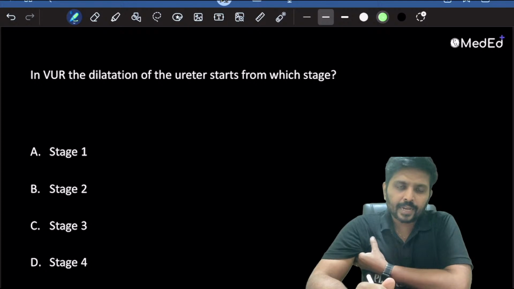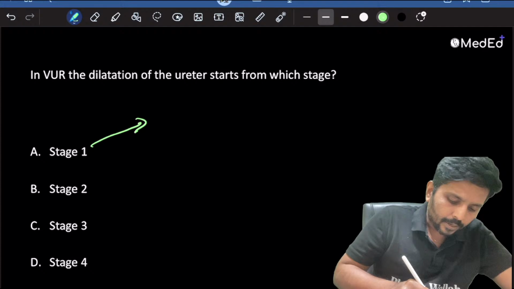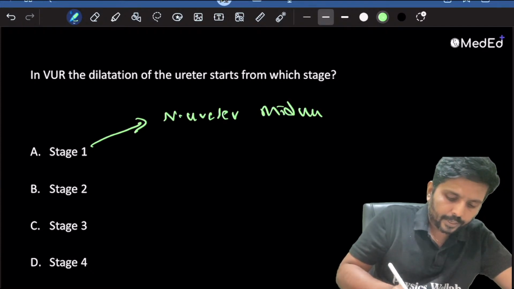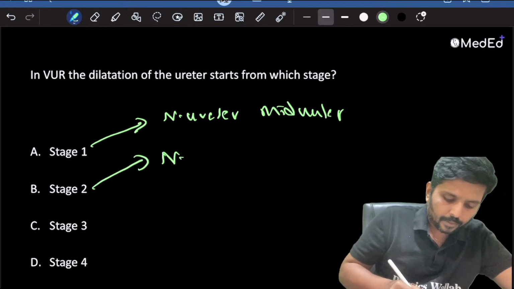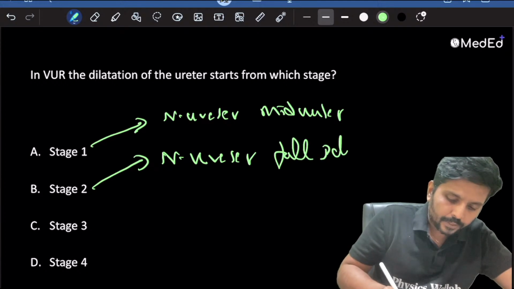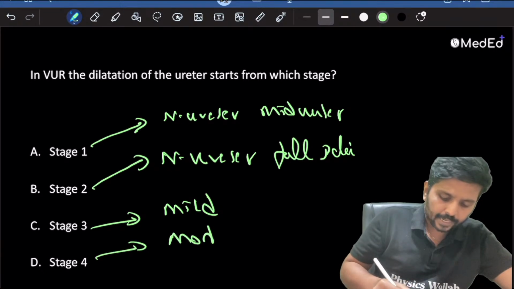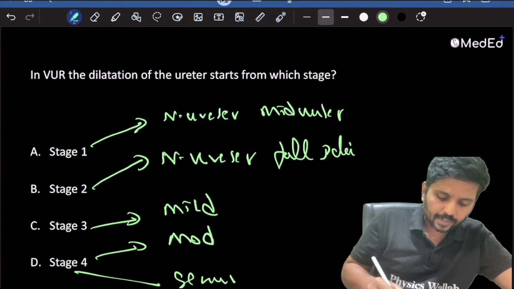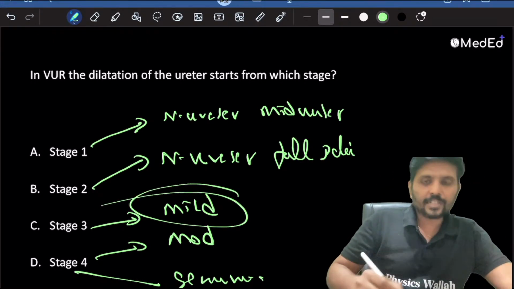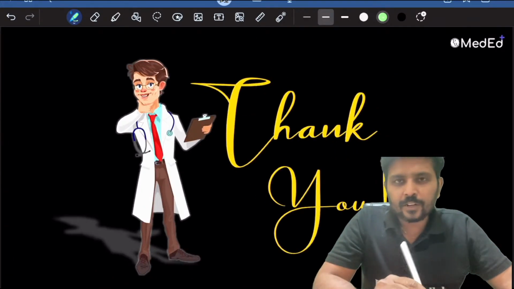Finally, in VUR, the dilatation of ureter starts from which stage? So stage 1 is characterized by normal ureter, reflux up to mid ureter. Stage 2 is normal ureter, reflux up to full ureter or up to pelvis. Whereas stage 3, mild dilatation of ureter, stage 4, moderate dilatation of ureter, stage 5, severe dilatation of ureter. So ureter's dilatation starts from which stage? Stage 3.